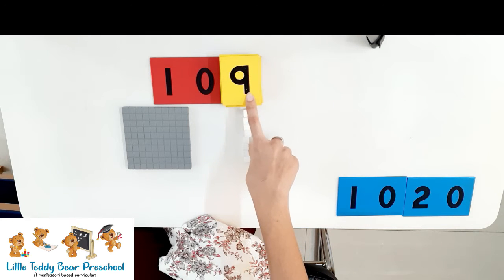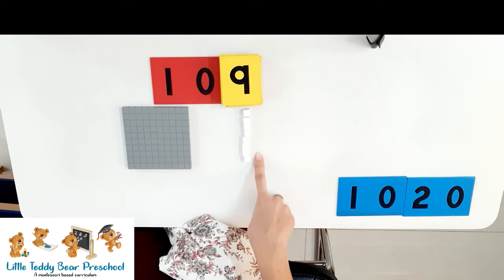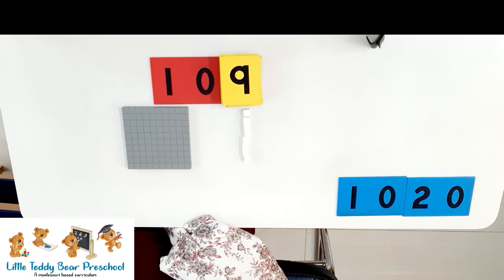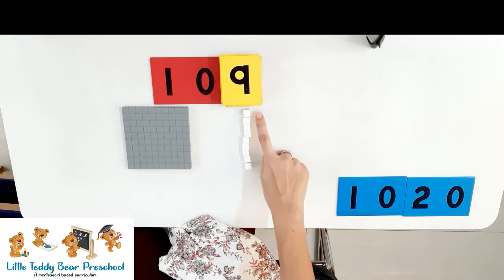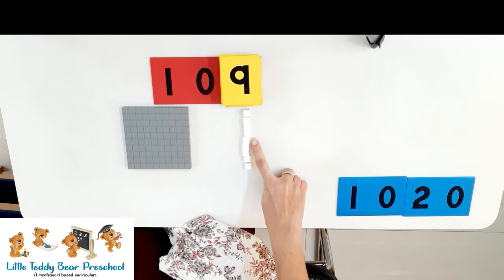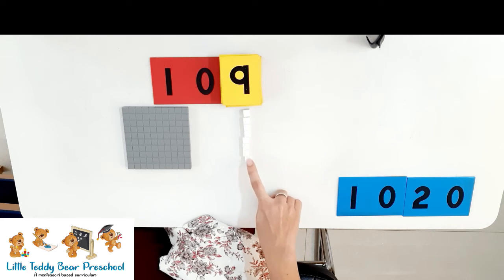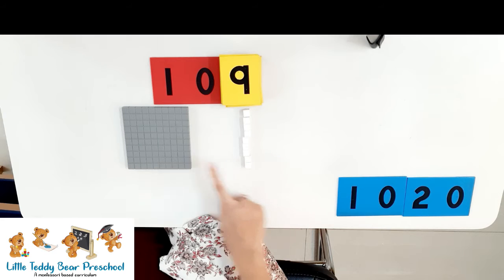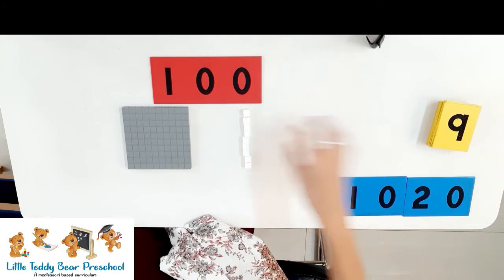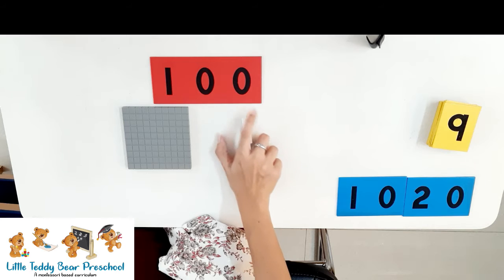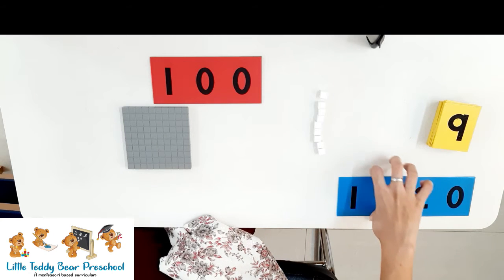109. We have to add one more unit. Let us count 1, 2, 3, 4, 5, 6, 7, 8, 9. 109. What comes after 109?